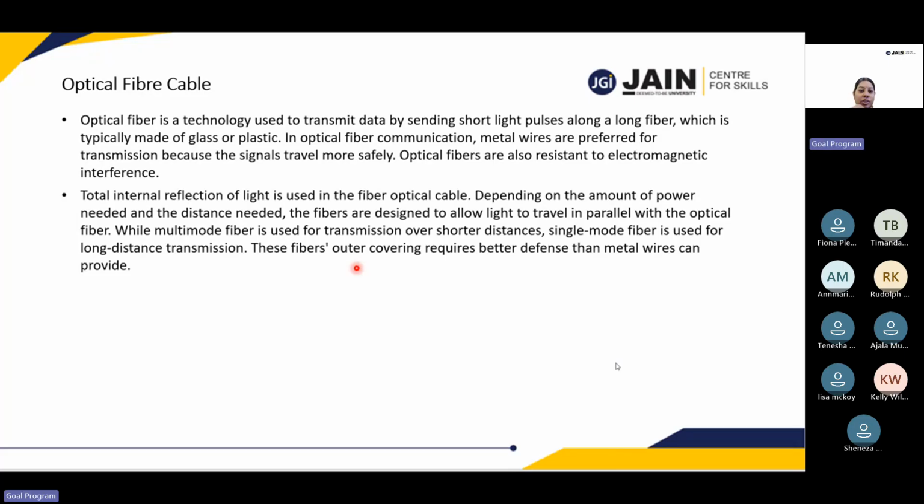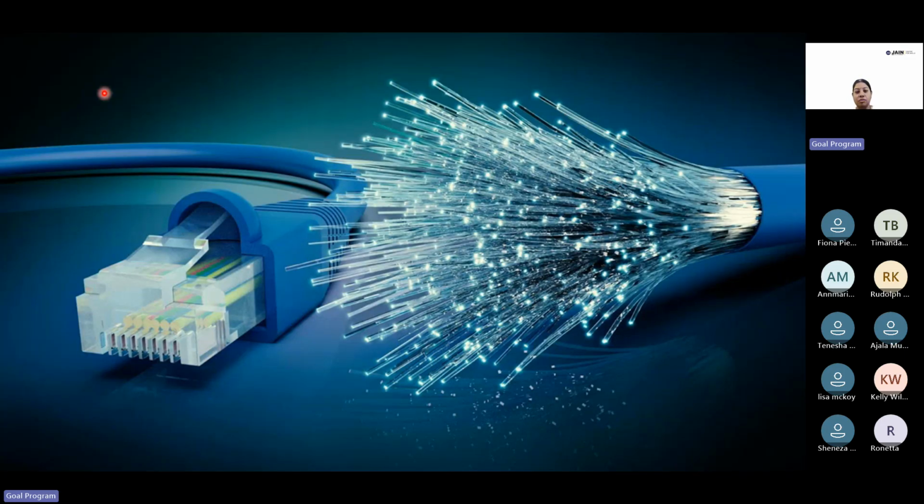So yesterday we discussed the different types of cables, that is your twisted pair cable and coaxial cable. Today we'll start with the fiber optics cable, and microwave and satellite communication we'll discuss today. So what do you mean by optical fiber cable? As we discussed yesterday also, it looks like this, the fiber optics cable.